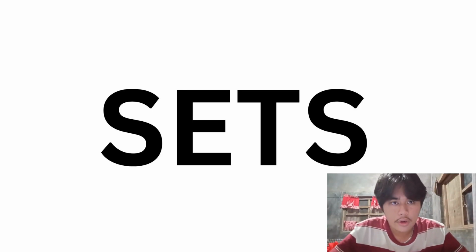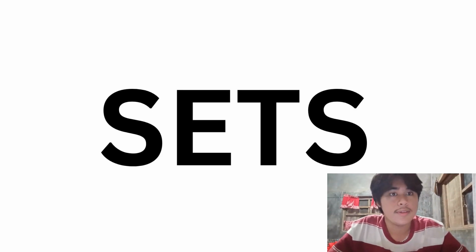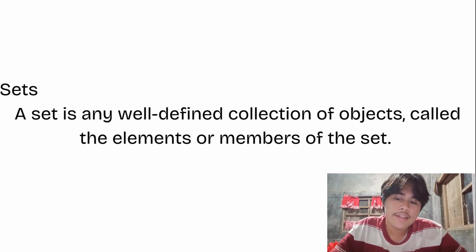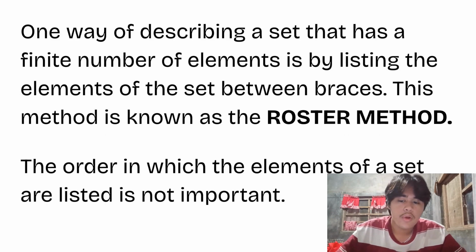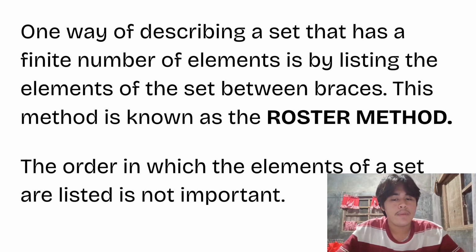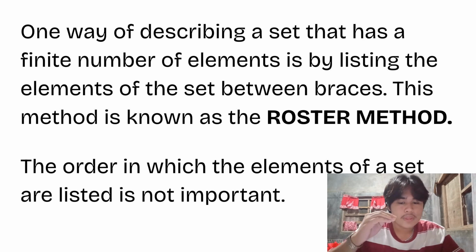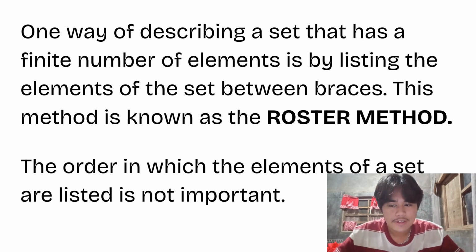So in this video, we are going to talk about sets. A set is any well-defined collection of objects called elements or members of the set. One way of describing a set with a finite number of elements is by listing the elements between braces. This method is known as the roster method. The order in which the elements of a set are listed is not important.